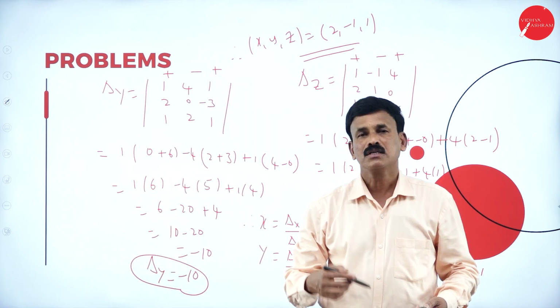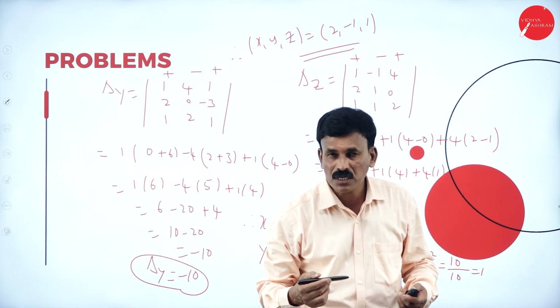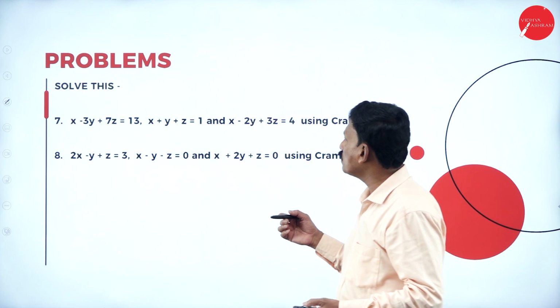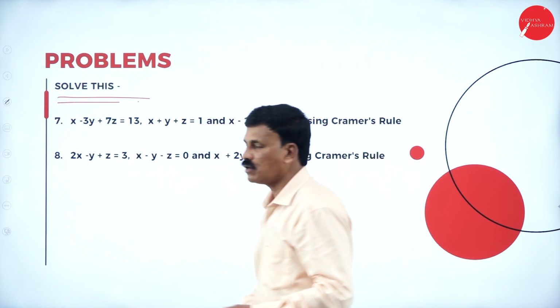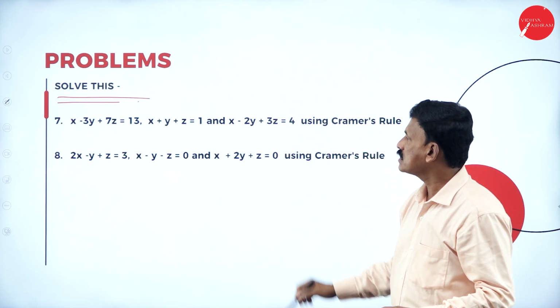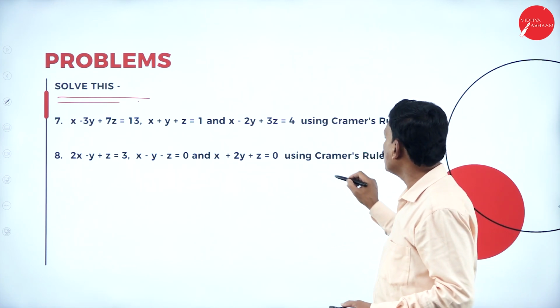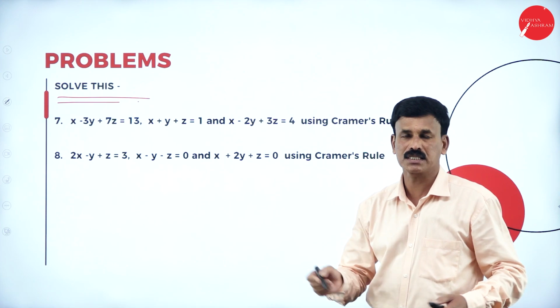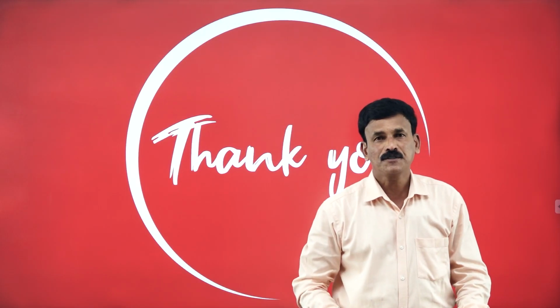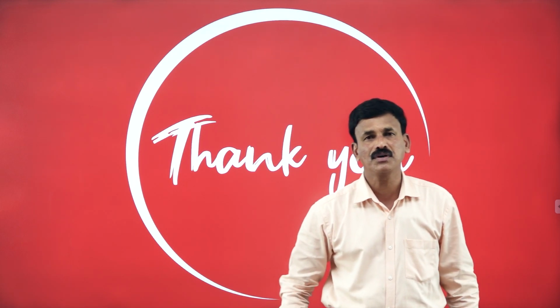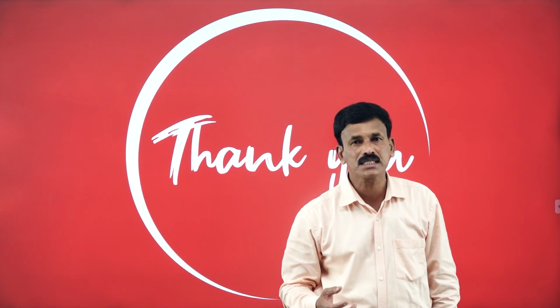That's it. Okay. So that's all regarding this Cramer's rule. Let us try these two problems. Let us solve these two problems and get the values of x, y and z. Try yourself. So that's all regarding today's session. Let us meet with a different concept in the next session.